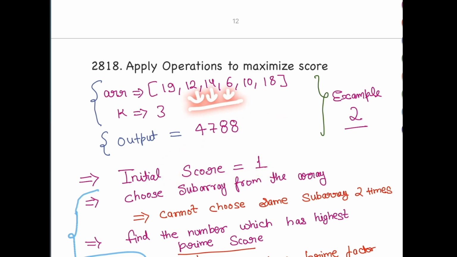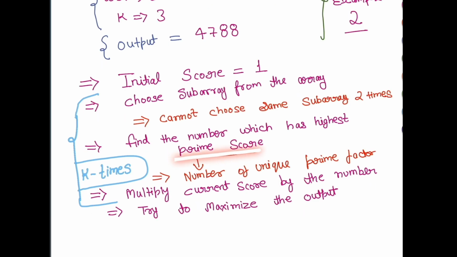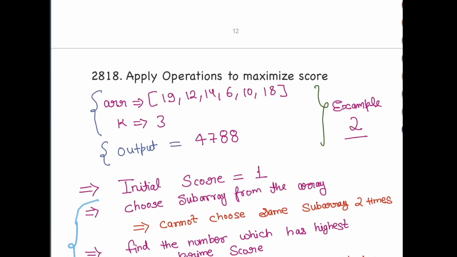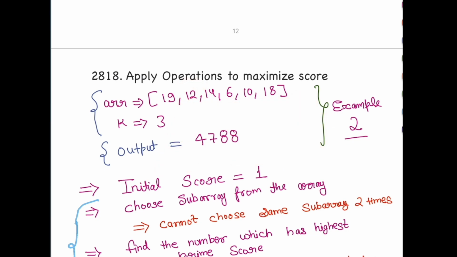If you choose this particular subarray, every number will have a prime score. We need to find the number which has the highest prime score out of all of them. The prime score of a number is the number of unique prime factors that number has. For example, the prime factors of 12 are 2 into 2 into 3, which makes 12. Now how many unique ones do you have? You just have 2 and 3, which are unique. So the prime score of 12 is going to be 2. Similarly, 14 and 6 have the same prime score, that is 2. I will tell you in detail how we calculate the prime score.